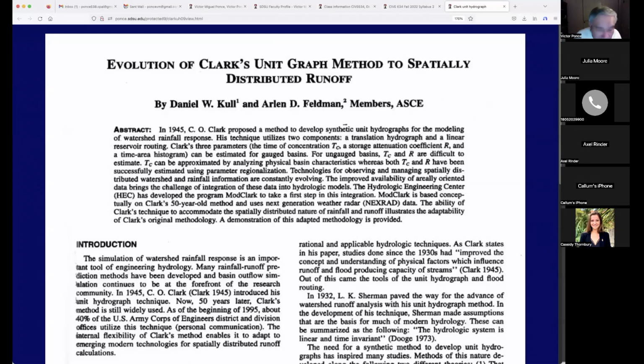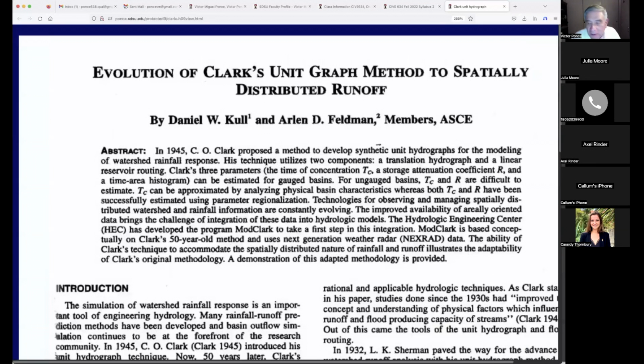Well, we have time in here to at least look at the abstract, which is probably what we're going to finish. In 1945, C.O. Clark proposed a method to develop synthetic unit hydrographs for the modeling of watershed rainfall response. That is correct. His technique utilizes two components, a translation hydrograph and a linear reservoir routing. Correct. Clark's three parameters: the time of concentration. The time of concentration is the total length of the hydrograph.